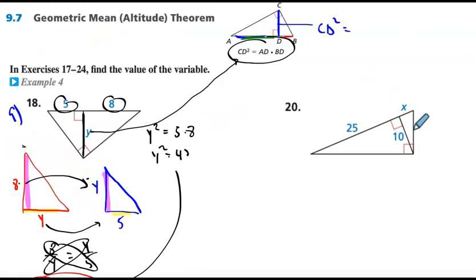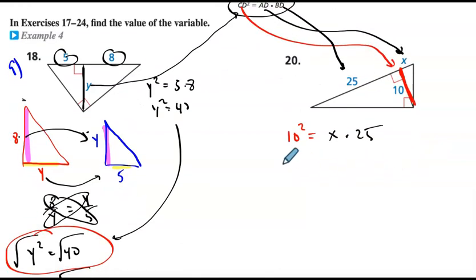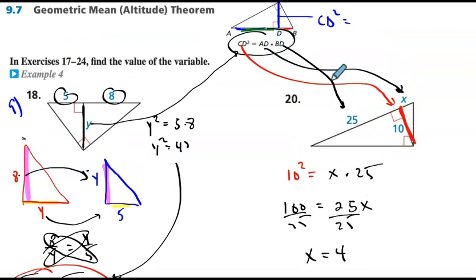So if I would use the formula here, this part here is my CD. So this is saying that 10 squared equals AD, which would be x, times BD, which would be 25. So then I get 100 equals 25x, and then just divide both sides by 25, and you get x equals 4. That's one way to do it if you're using this formula.